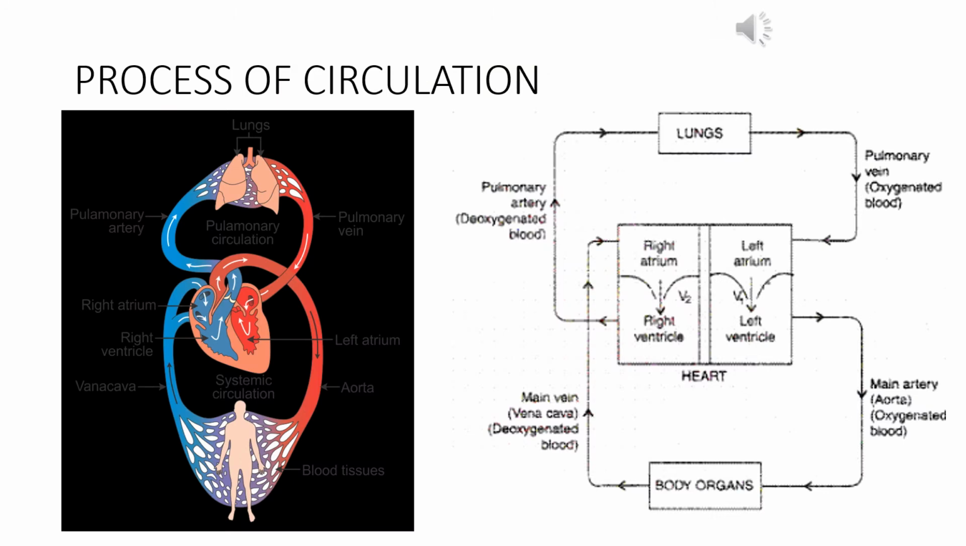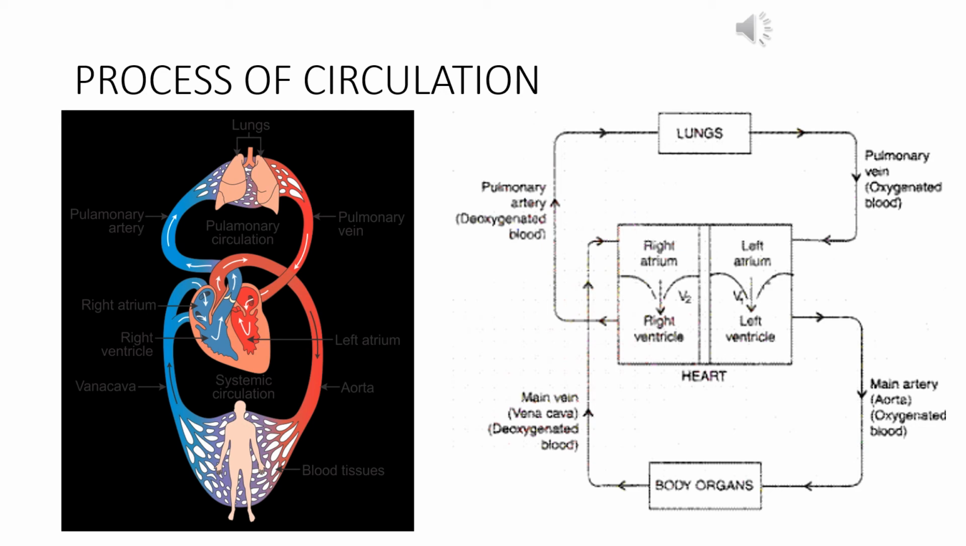Now we are going to study the process of circulation. It is also known as double circulation. So the deoxygenated blood from the upper part of the body is collected through the superior vena cava, and the impure blood from the lower part of the body is collected by the inferior vena cava, and they are transported to the heart. The heart pumps this blood through the pulmonary artery to the lungs for purification.